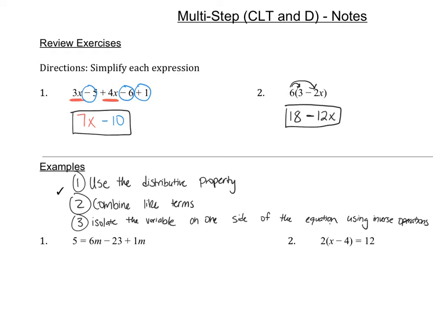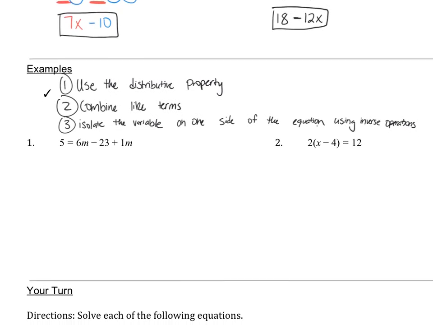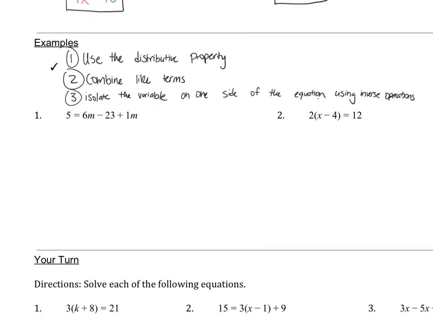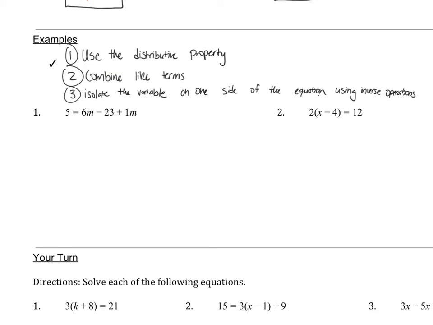So let's look at example 1. I'll leave those steps up for you so you can copy those down. Make sure you copy those down so you remember what step you're taking first. You can always look back at your notes. So my first step is the distributive property. However, in example 1, there is no distributive property, right? There's no number outside parentheses. So I'm going to move on to step 2, combine like terms.